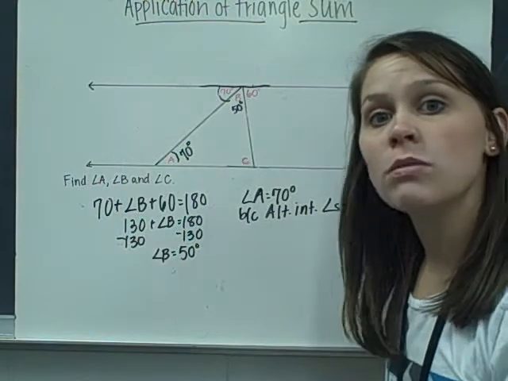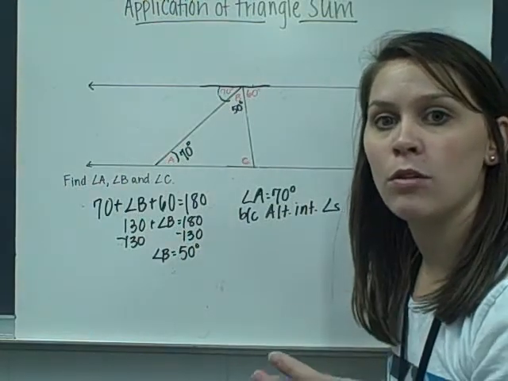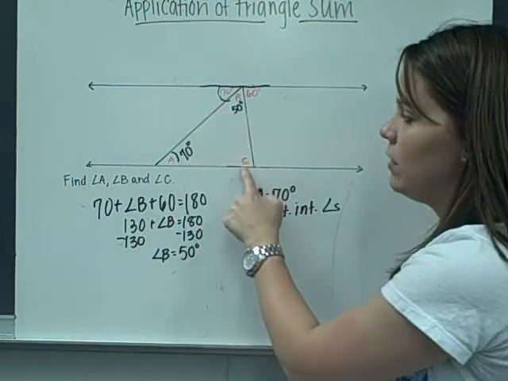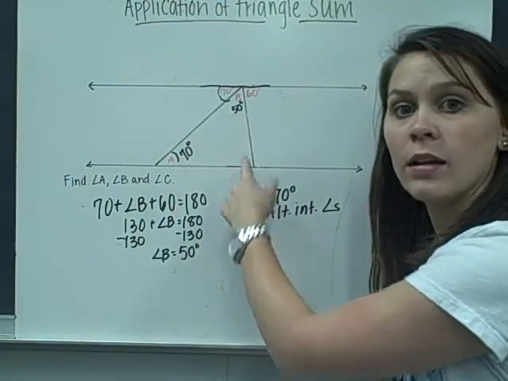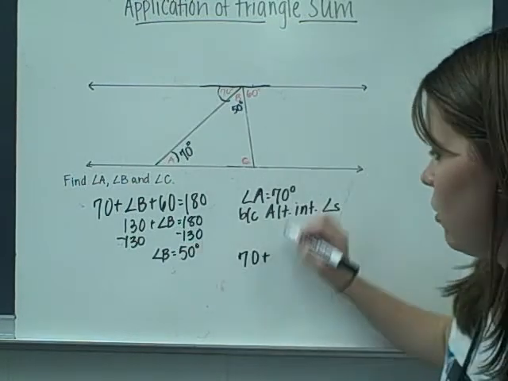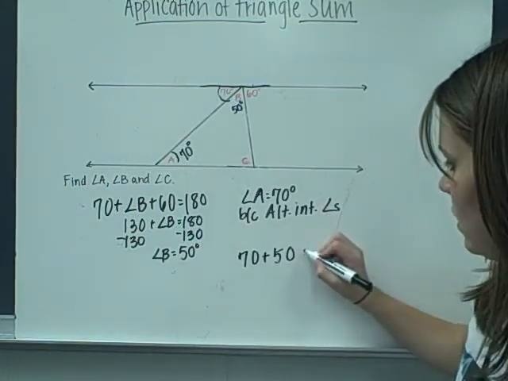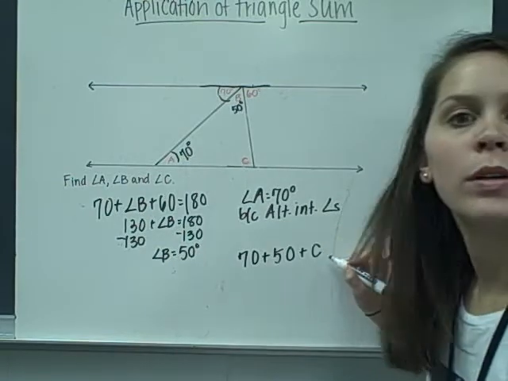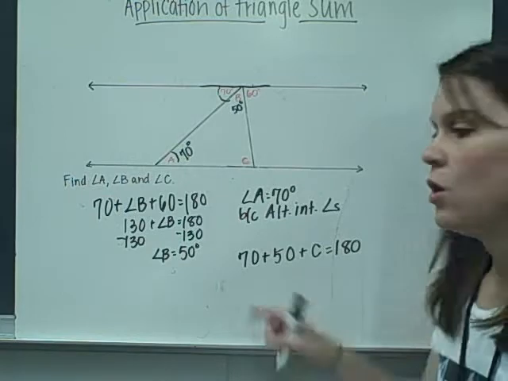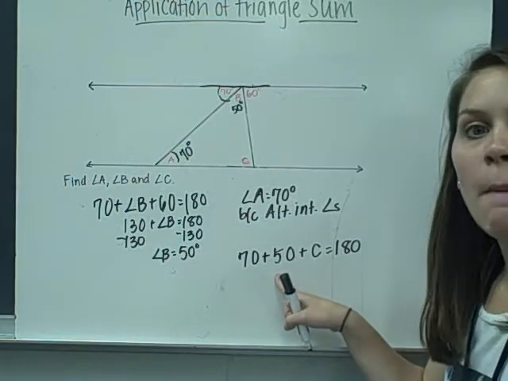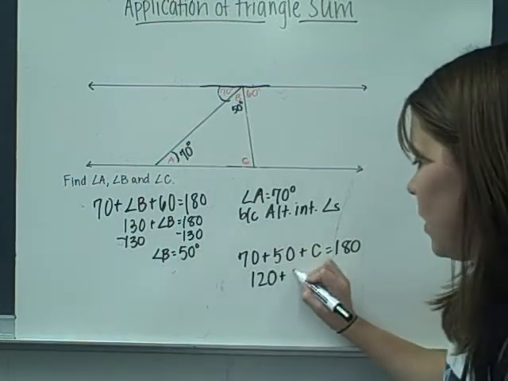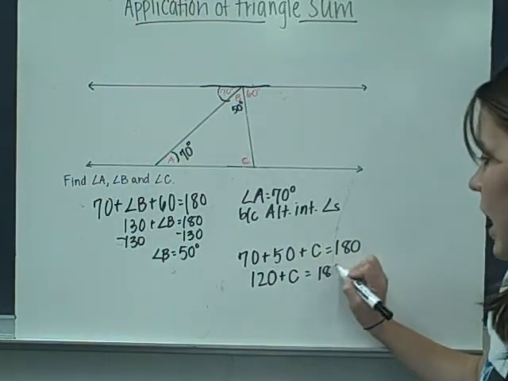Well, the triangle sum theorem states that the 3 angles that make up a triangle add to 180. We now know 2 of them, so we should be able to find the third. So angle A is 70, angle B was 50, plus angle C, which we do not know, should equal 180. Well, 70 plus 50 is 120, plus angle C is 180.